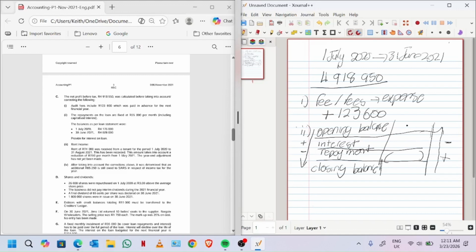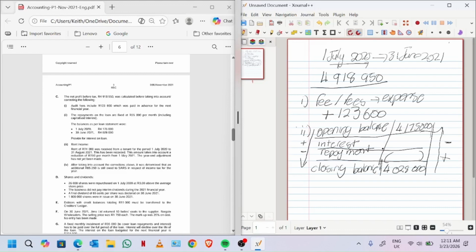And so we look at the balances that we're given. We have the opening balance. How do we know it's the opening? Because we did the timeline. We figured out that the start of the financial year is 1 July. So the opening balance is 4,175,000. Interest we're not given, and the balance at the end of the financial year is 4,028,000.